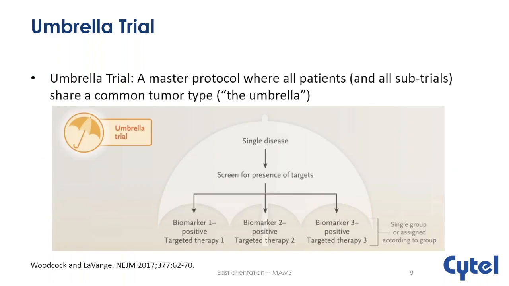In this very seminal paper by Woodcock and LaVange, where they presented master protocols, they looked at this type of umbrella trial, where you have a single disease, there is a screening for the presence of different targets, different biomarkers, and then depending on what sort of biomarker is present, a different targeted therapy is assigned. So this particular example does not have a control group. Our extension, what we are going to be presenting today, is a case where there is also going to be a common control in the study.